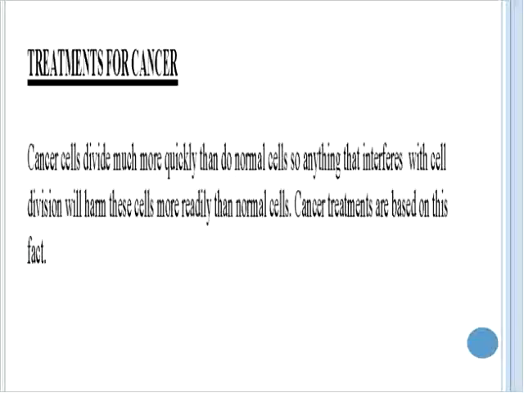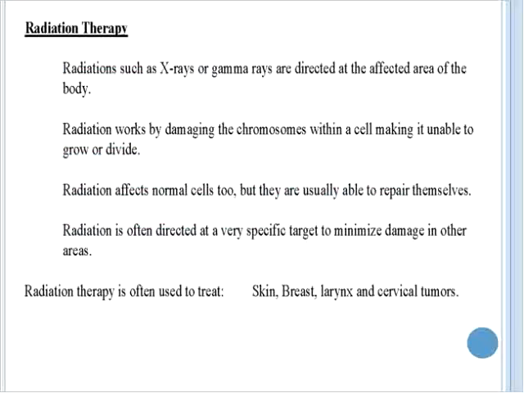Cancer does have treatments attached to it, and they operate on the premise that cancer cells divide more quickly than do normal cells. Anything that interferes with cell division will harm these cells more readily than normal cells. Cancer treatments are based on that premise. One of the treatment regimens involves radiation therapy. Radiation such as X-rays or gamma rays will be directed at the affected area of the body.